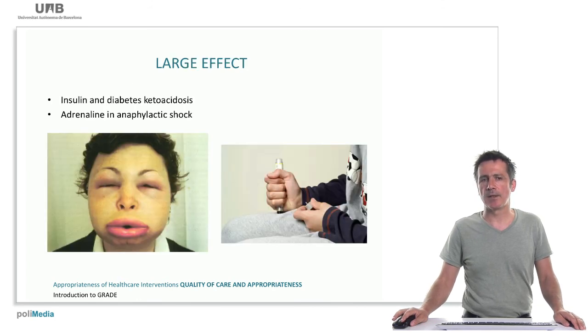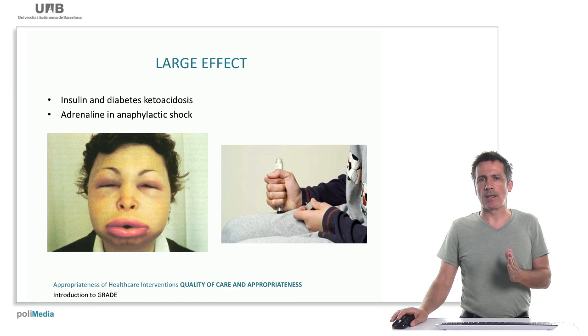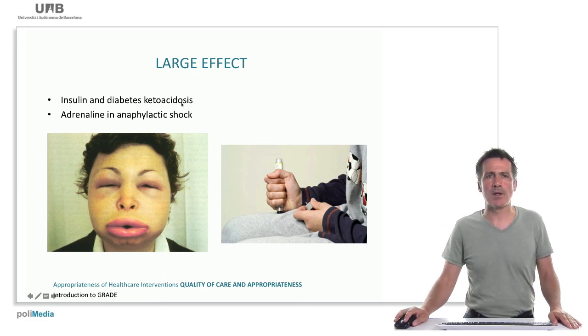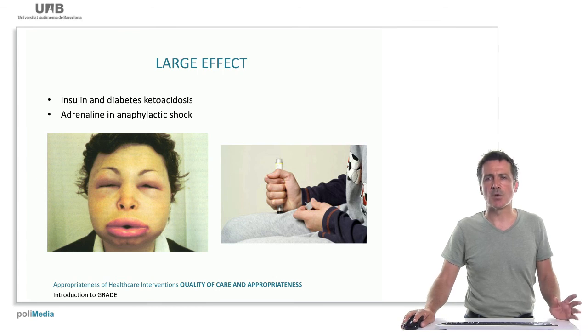So, large effect. Before, everybody was doing badly and now everybody does well. And the effect is in many instances very, very immediate. For example, insulin and diabetic ketoacidosis. No randomized trials, high confidence, high quality. Adrenaline in anaphylactic shock. If you don't take adrenaline, quite likely you die. If you take it, quite likely you'll be okay. High confidence, so large effect.